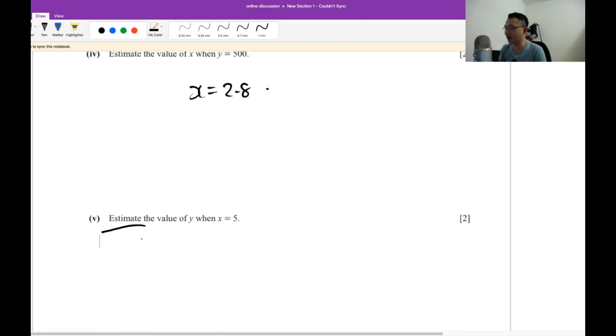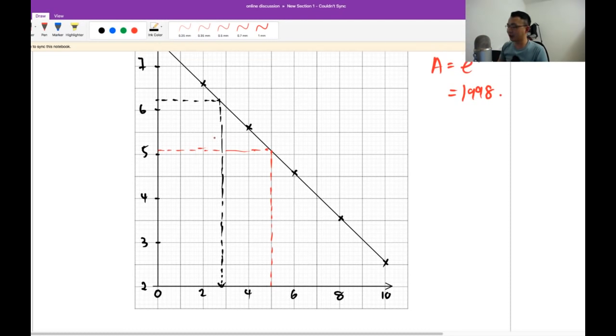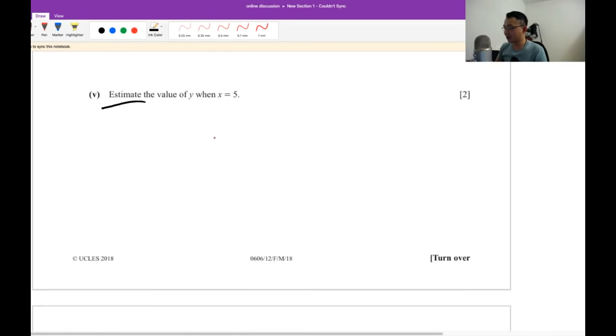So estimate the value of y when x equals 5. Do the same thing. From x equals 5 here, you're going to move up until here. See what value you get. This one you should get 5.1. But 5.1 is not your y value, alright? If you understand, the 5.1 is ln y. So ln y equals 5.1. So y will equal e power of 5.1. Okay, this is your y value.